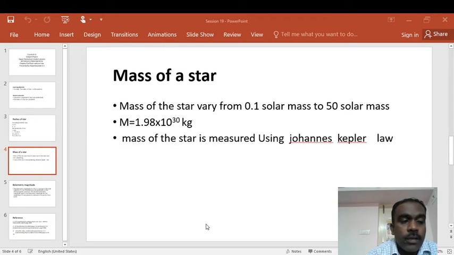The mass of the star is measured using Kepler's third law of planetary motion, using the relation GMm by r square equals m v square by r. So M can be calculated, approximately 1.98 into 10 raised to 30 kg. So this is called the total mass of the star.